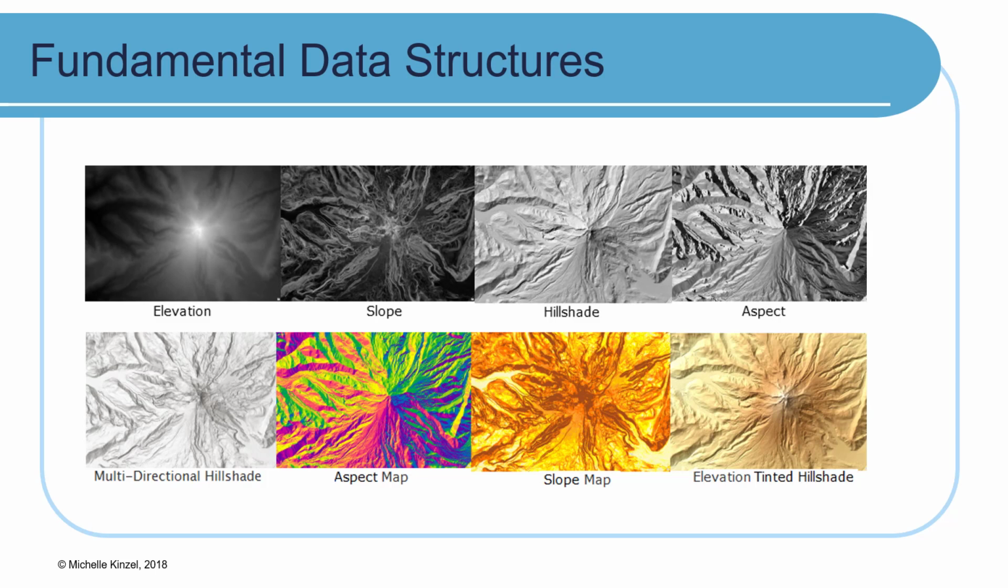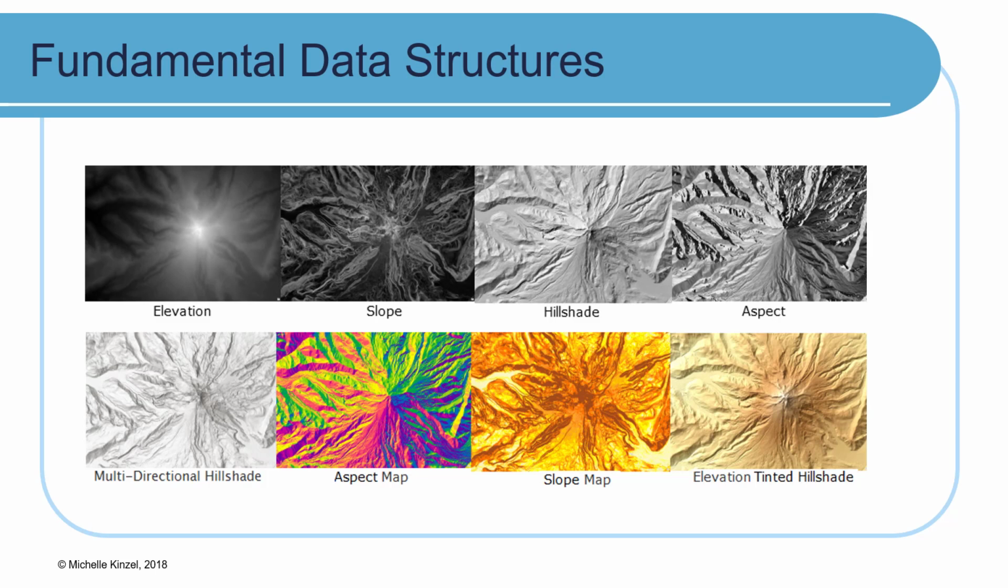So in the upper left-hand corner, we have elevation, which is based on meters above sea level. Slope is the change in that elevation. Hill shade has to do with the shading that makes your data look like real-world features, and aspect has to do with the direction of the facing slopes. The bottom ones include multi-directional hill shade, an aspect map that's been colored, a slope map that's been colored by an analyst, and an elevation tinted hill shade.